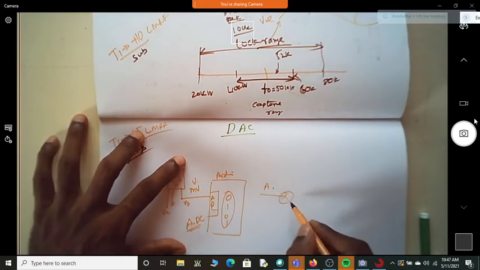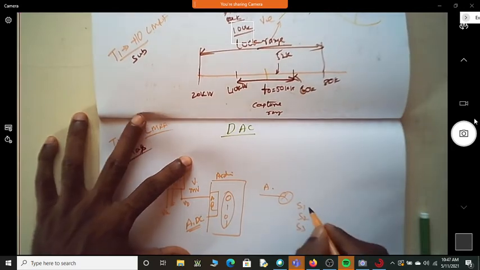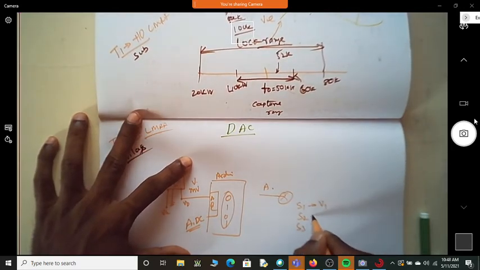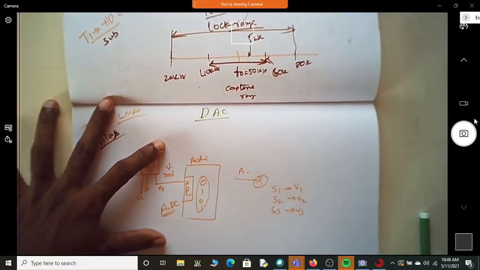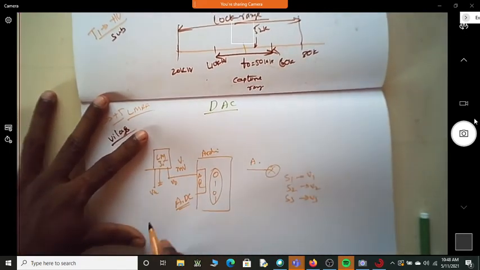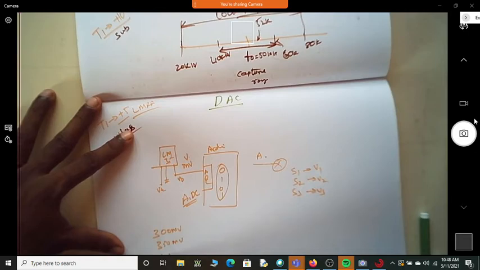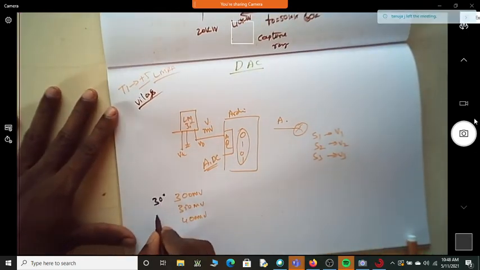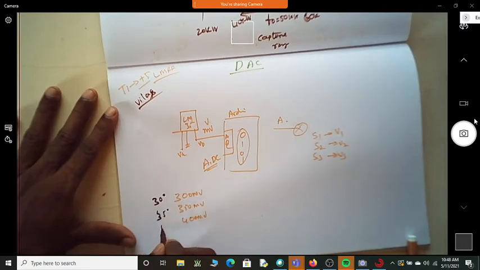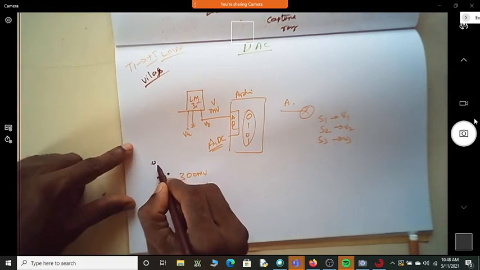So assume that I want to change the speed to speed 1, speed 2, speed 3. For speed 1, I want to have an analog voltage V1, I want to have it as V2, I want to have it as V3. Correct? So assume that for 300 millivolt, for 350 millivolt, and for 400 millivolt, does these correspond to temperature of 30 degree, 35 degree, 40 degree? If I'm correct, this is temperature in degree centigrade.